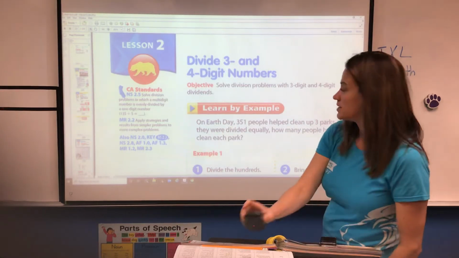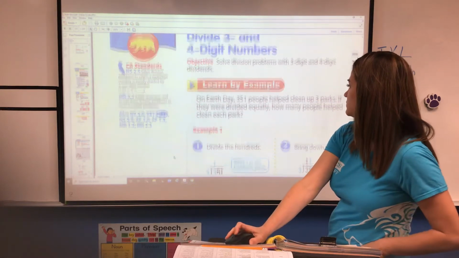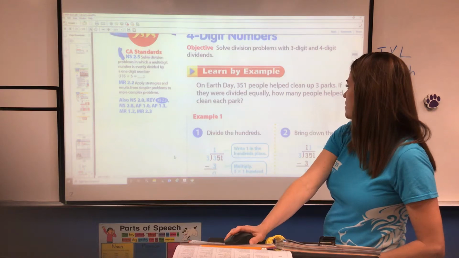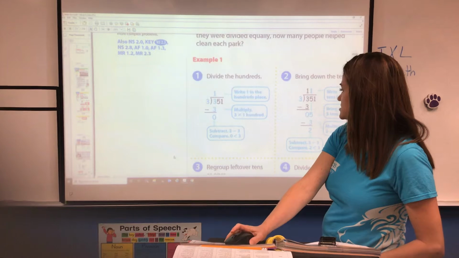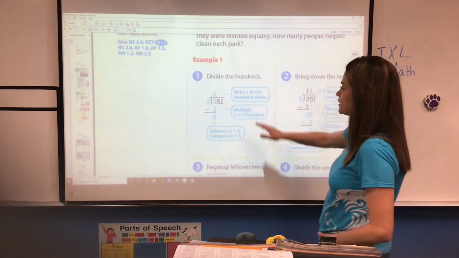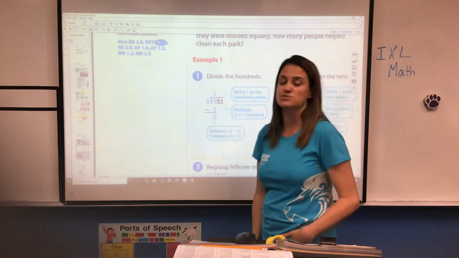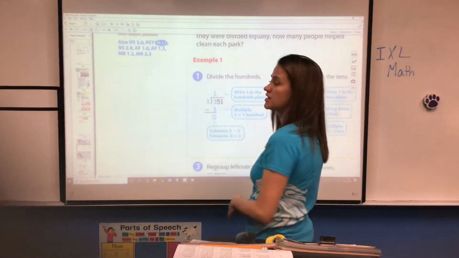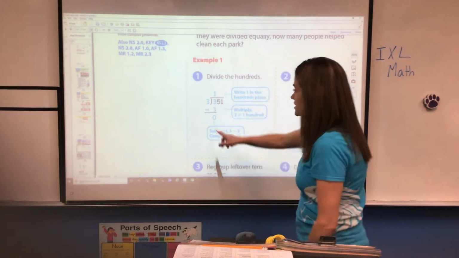Our learn by example for today is on Earth Day, 351 people helped clean up 3 parks. If they were divided equally, how many people helped clean in each park? The example they give us is a division problem that is broken down 1 digit at a time. Remember, as we talked about yesterday, division is a little bit different. You start from left to right, and you actually go from the biggest number to the smallest number when you're dividing. And that's what they did here.